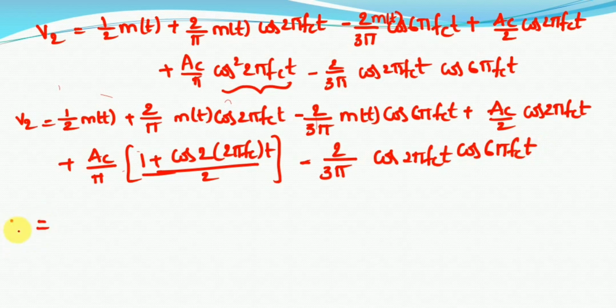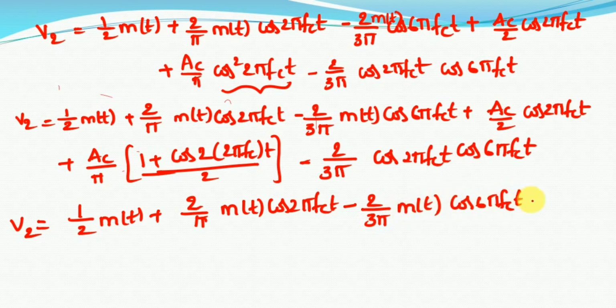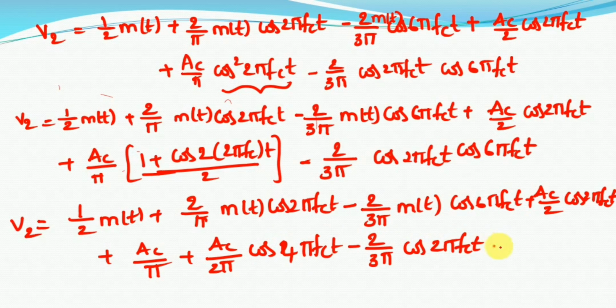So finally the value of V2 is equal to 1 by 2 m of t plus 2 by pi m of t cos 2 pi fct minus 2 by 3 pi m of t cos 6 pi fct plus AC by 2 into cos 2 pi fct plus AC by pi plus AC by 2 pi into cos, its value is 4 pi fct minus 2 by 3 pi into cos 2 pi fct into cos 6 pi fct.